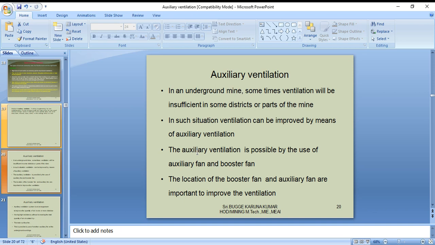In such situations, ventilation can be improved by means of auxiliary ventilation. Auxiliary ventilation is possible by use of an auxiliary fan and a booster fan. The locations of the booster fan and auxiliary fan are important to improve the ventilation. In an underground mine, sometimes ventilation will be insufficient in some districts and parts of the mine. So that is the main cause. When improving ventilation with the help of a fan, the location where the booster fan is installed matters.